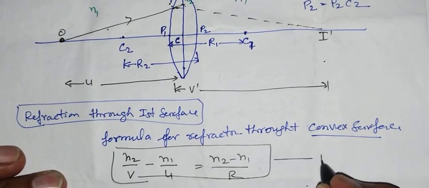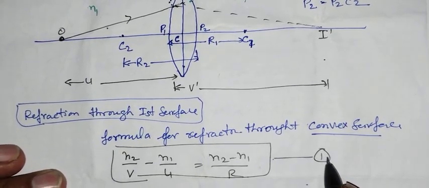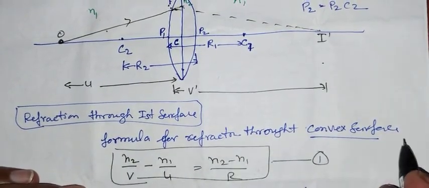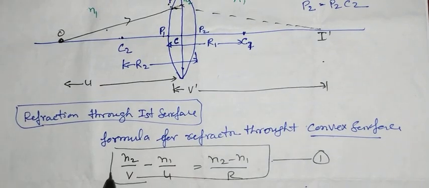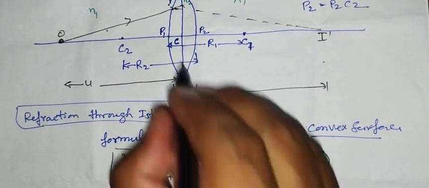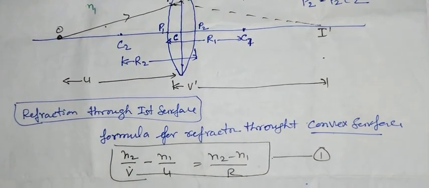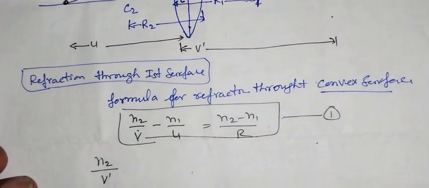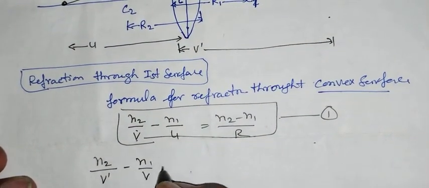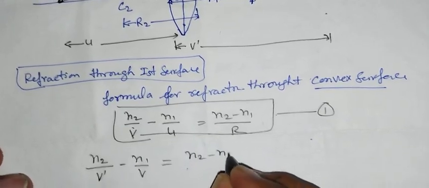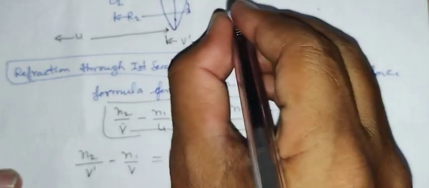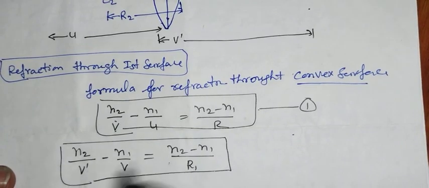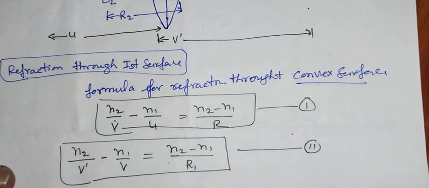This formula we have seen in the derivation for refraction through a convex surface. You can see it in my video. When we apply this formula in this case, we get N2 upon v dash minus N1 by u is equal to N2 minus N1 by R1. This is equation number 2.